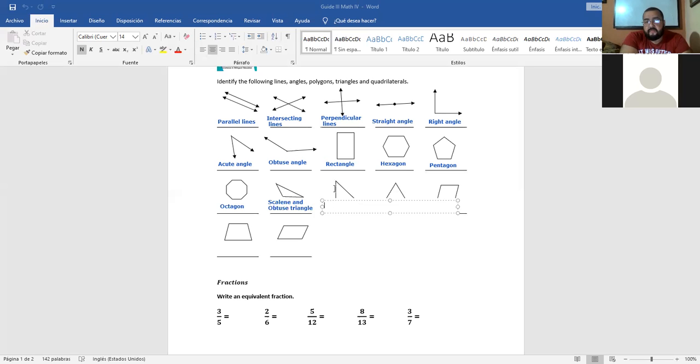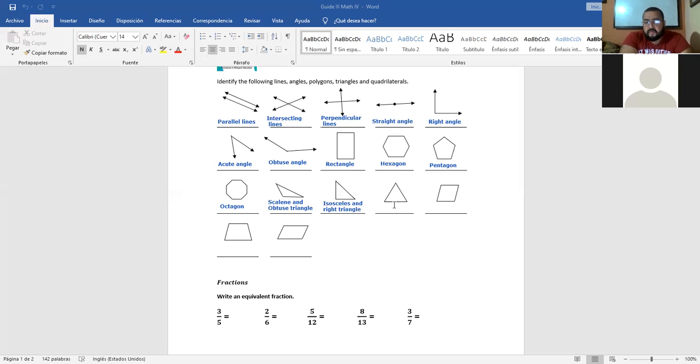Now, we have another type of triangle here. This triangle has a right angle, as you can see here. It has a right angle and two sides have the same length. Because two sides have the same length, its name is isosceles. And as we said, right triangle. So it's an isosceles and right triangle.